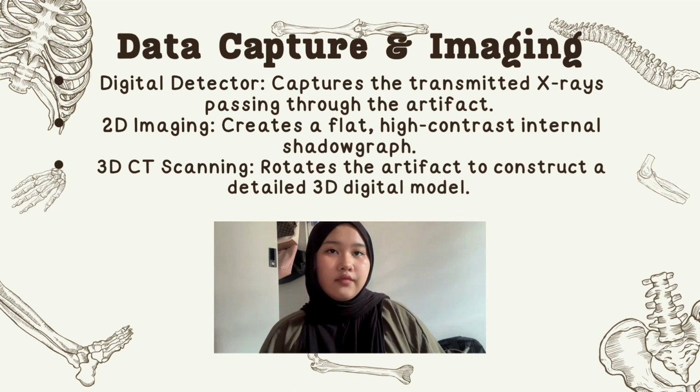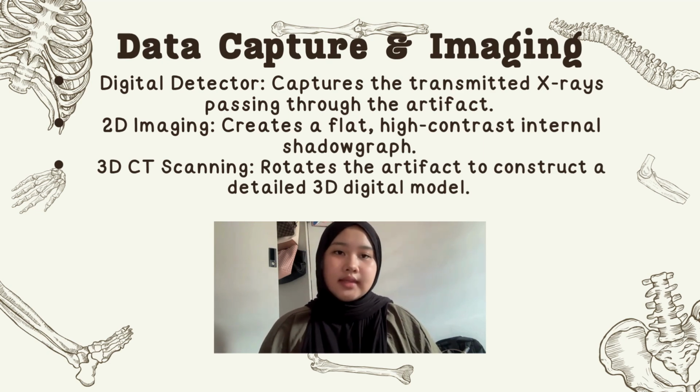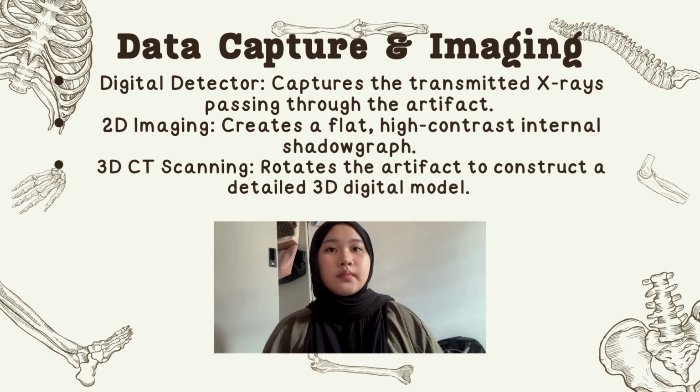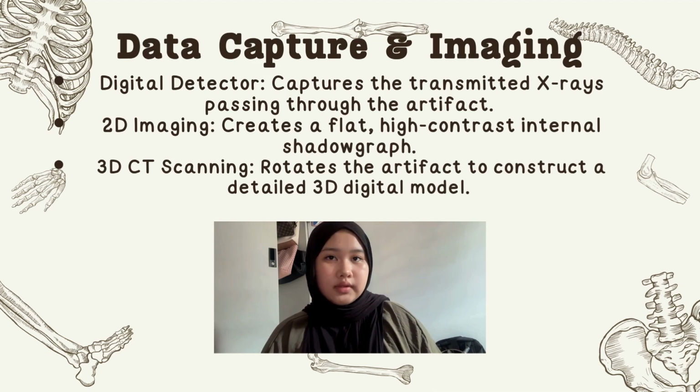The second, more advanced method is 3D computed tomography, or a CT scan. In this setup, either the X-ray tube or the artifact rotates a full 360 degrees. The machine takes thousands of individual 2D cross-sectional images from every single angle. Advanced computer software then processes these slices and reconstructs them into a highly detailed, interactive 3D digital model. This allows researchers to virtually slice open an artifact on a computer screen.